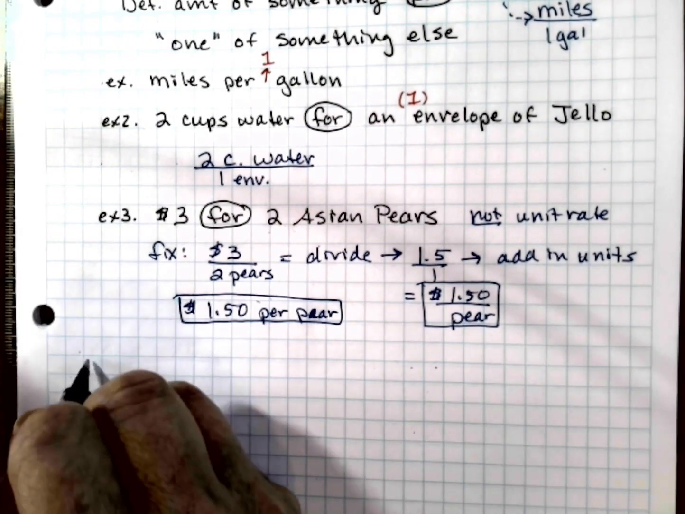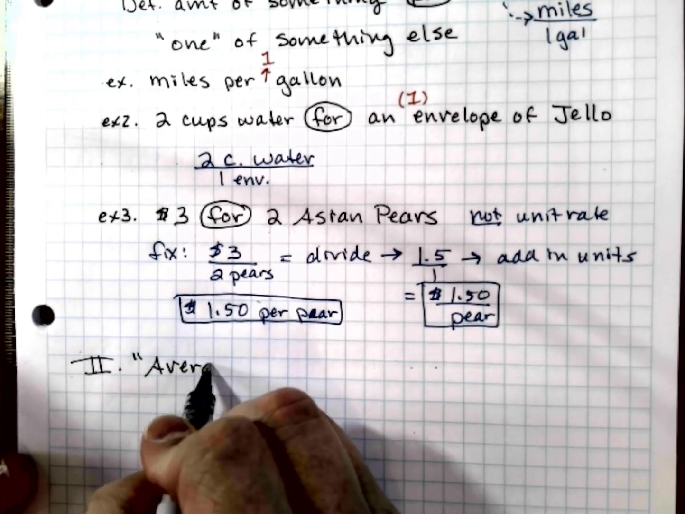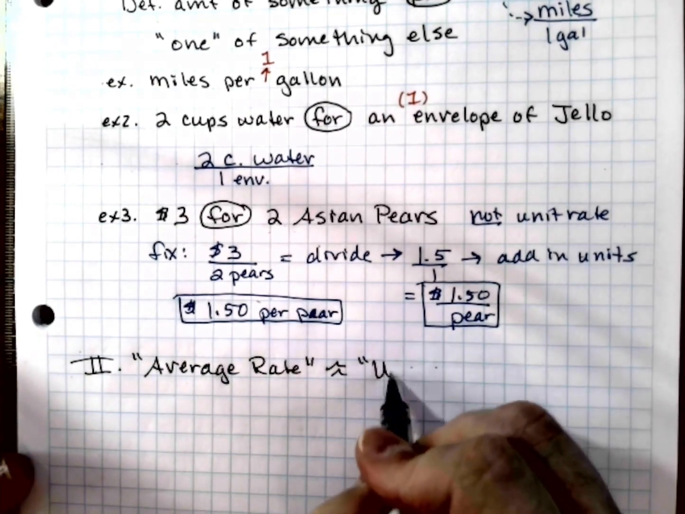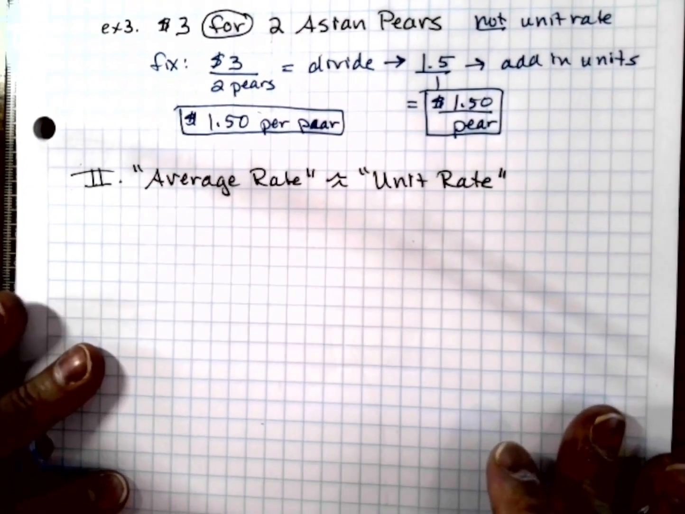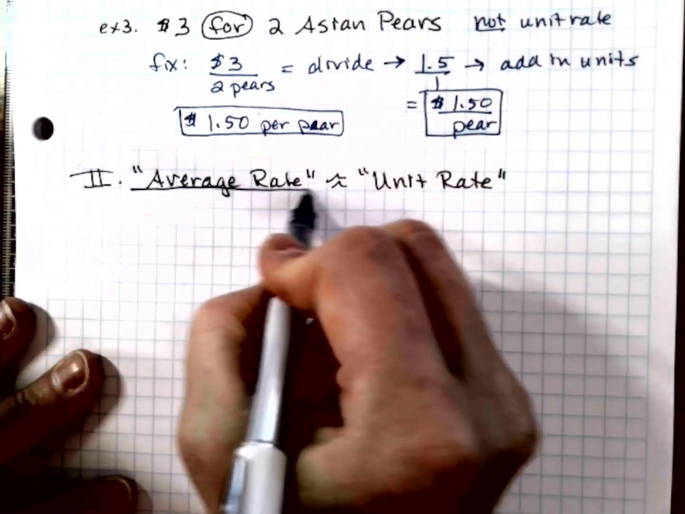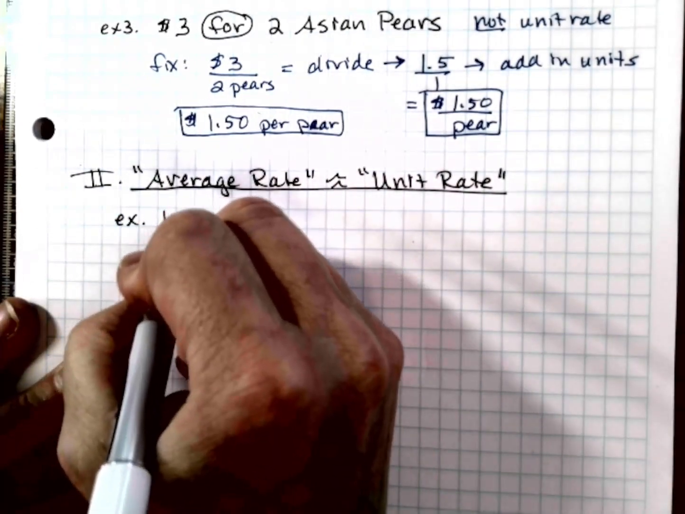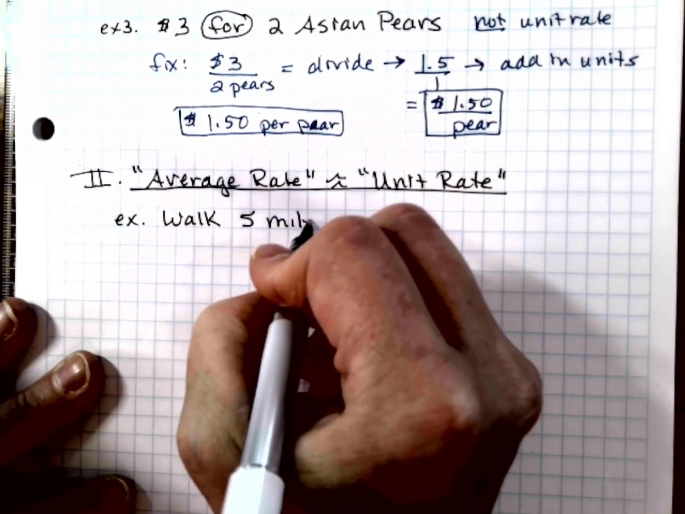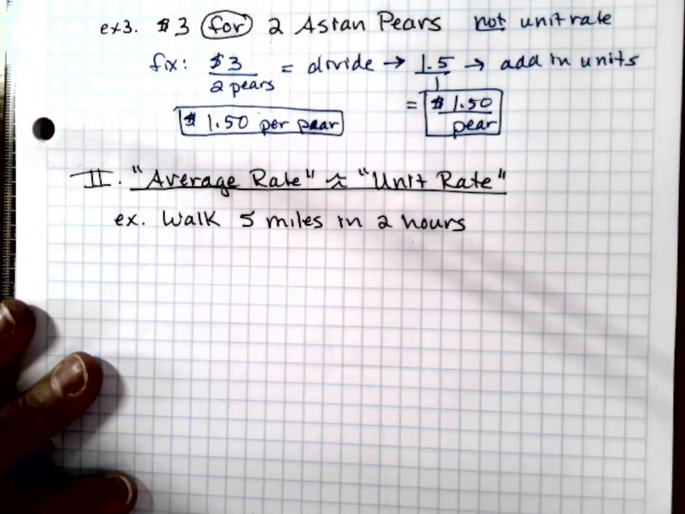Now, Roman numeral 2, on your worksheet, they're going to be asking you for what they call the average rate, which is just another way of saying unit rate. Average rate in this context is the same as unit rate. So, for example, they're going to say that you walk 5 miles in 2 hours. So first thing you need to recognize is the word in represents the fraction bar.